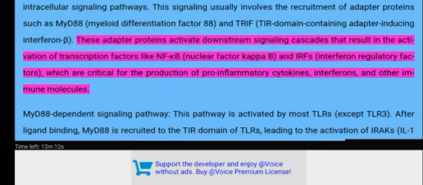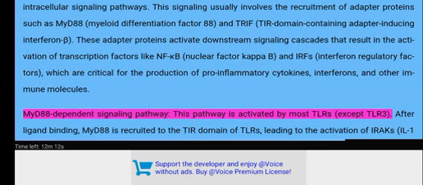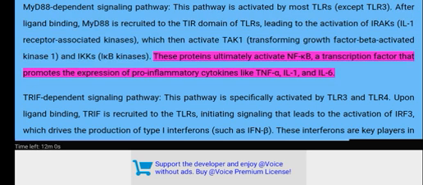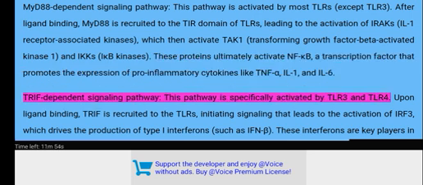and other immune molecules. MyD88-dependent signaling pathway. This pathway is activated by most TLRs except TLR3. After binding, MyD88 is recruited to the TIR domain of TLRs, leading to the activation of IRAKs, IL-1 receptor-associated kinases, which then activate TAK1, transforming growth factor beta-activated kinase 1, and IKKs, I-kappa B kinases. These proteins ultimately activate NF-kappa B, a transcription factor that promotes the expression of pro-inflammatory cytokines like TNF-alpha, IL-1, and IL-6.